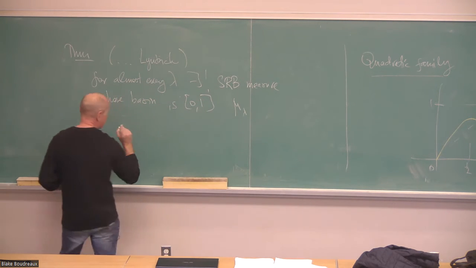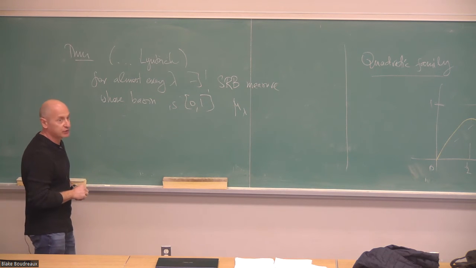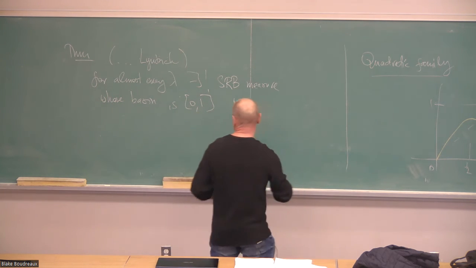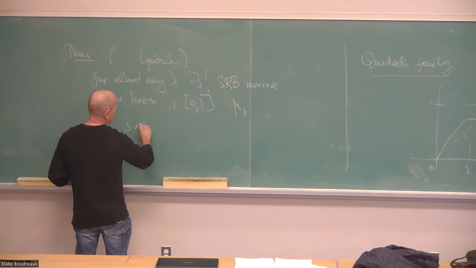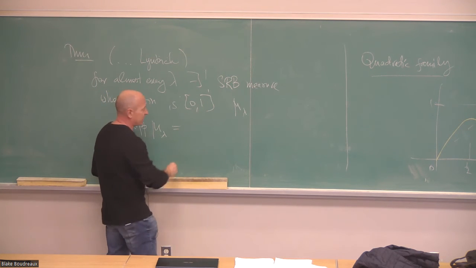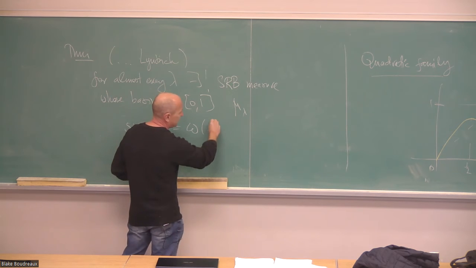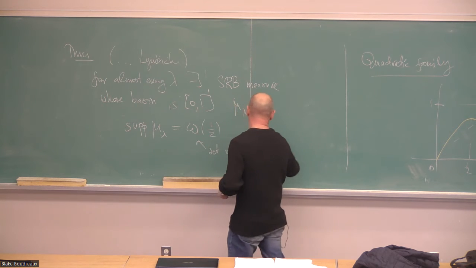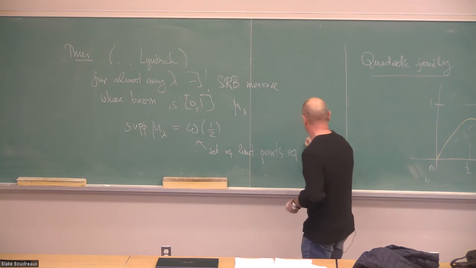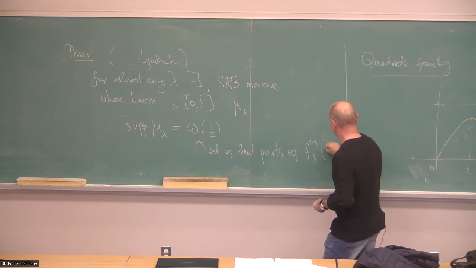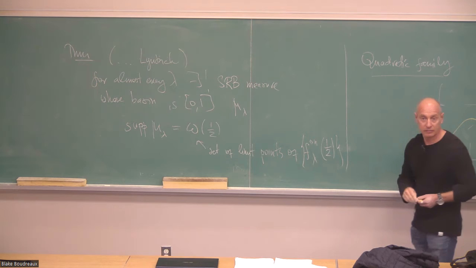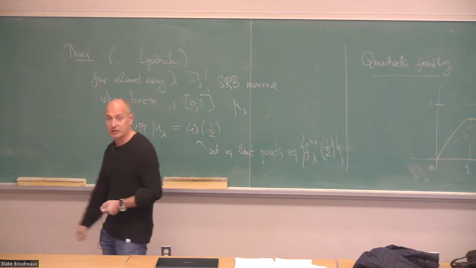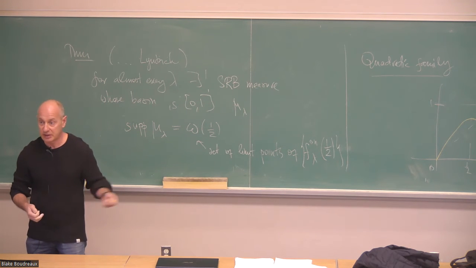Now, another thing to keep in mind is that it's not so difficult to define what the support of mu lambda is in this case. The support of mu lambda happens to be the omega limit set of the critical point 1/2. The omega limit set is just the set of limit points of the orbit. So the limit behavior of this will determine where the measure will be supported, and then everything else will just converge to that. And that's the trap.